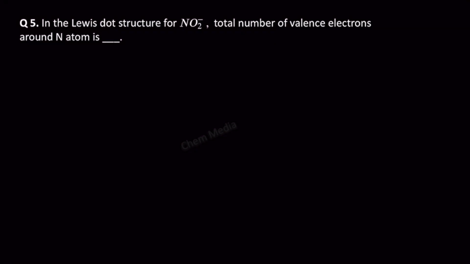Hello everyone, here is a question based on Lewis dot structure. In the Lewis dot structure for NO2 minus, that is nitrite ion, what is the total number of valence electrons around the nitrogen atom? For questions like this, we first need to find out the best Lewis structure possible and then we can count the total number of valence electrons.